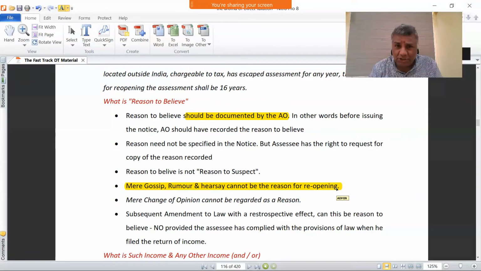Our nose has been cut 2,800 times, but still, even with the bleeding, we are trying to hide it. Now, regarding law itself, the finance minister has gone and said, I will not change retrospectively. But I will tell you, retrospective amendment, can that be reason to believe?